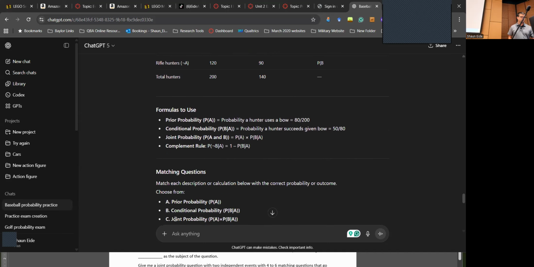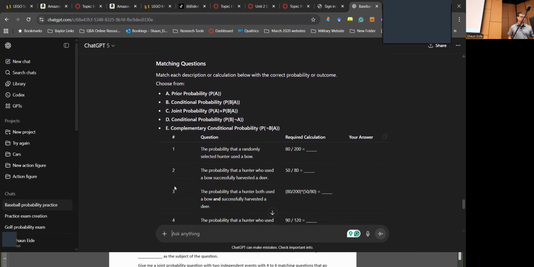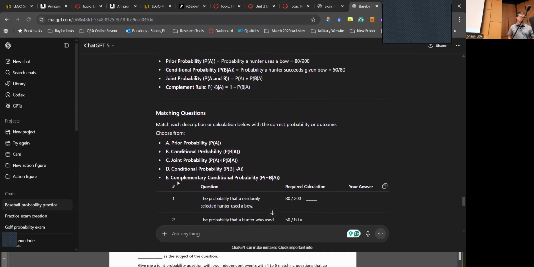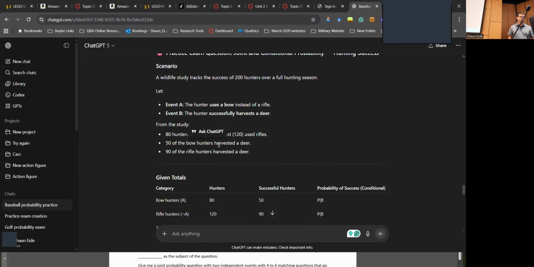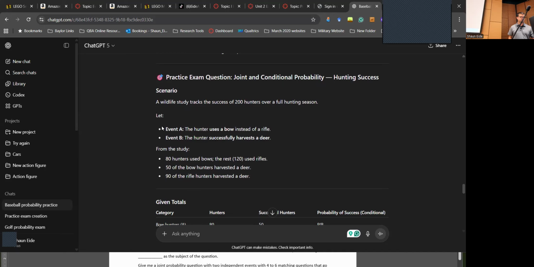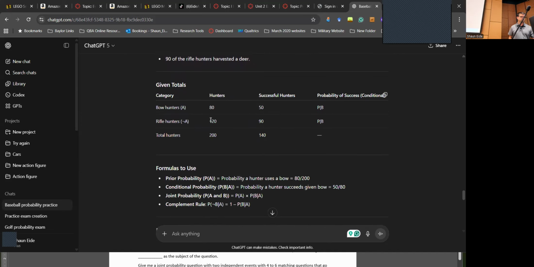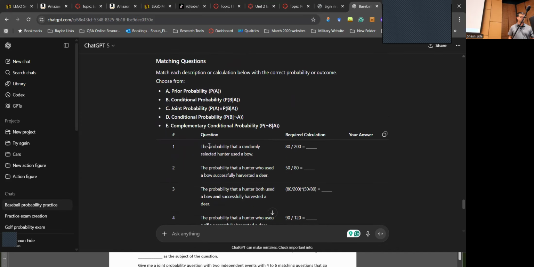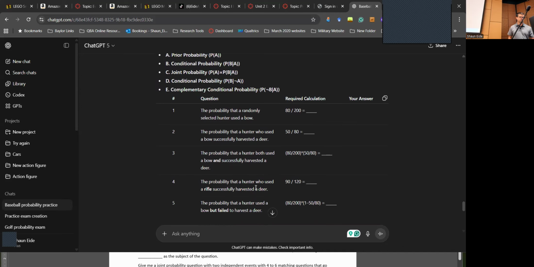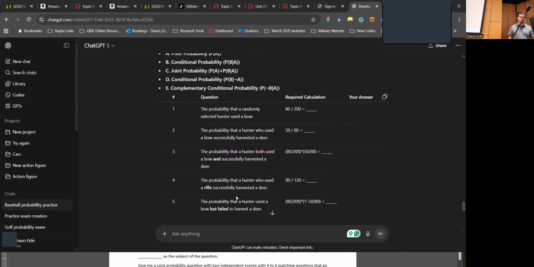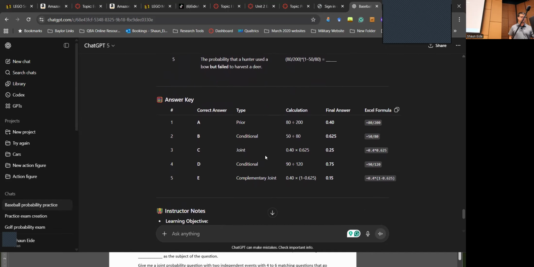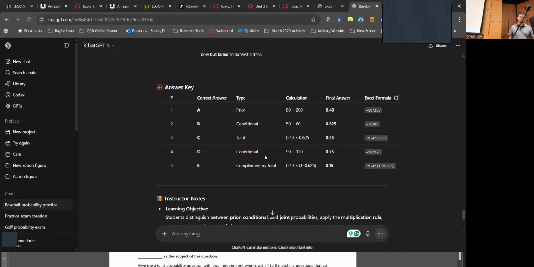And so from here, you can go through and look at the prior probability of A. Event A, coming right down here, the probability that they used a bow is going to be 80 out of 200. They use the same numbers. And so you can go down through these, and then it gives you the answer key as well, and it shows you, hey, this is exactly how it's done.